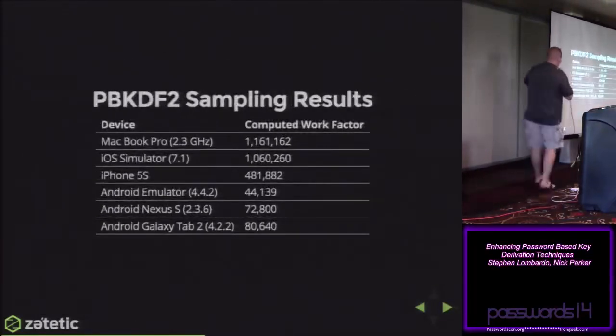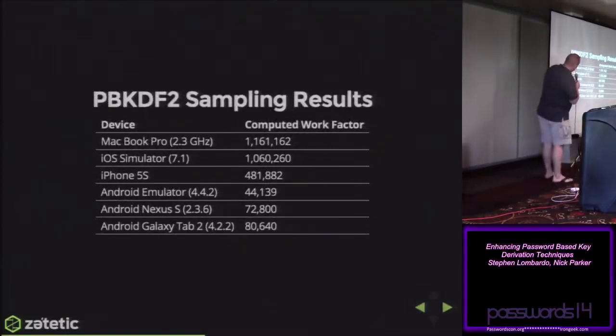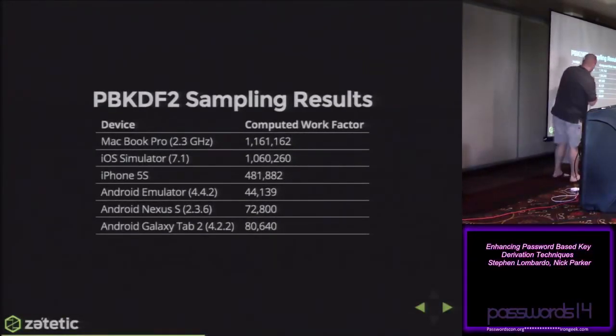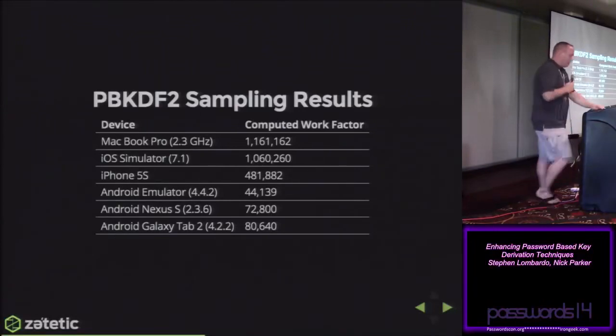Here's a table of various devices where we've sampled across hardware, simulators, emulators, and phones. You can see that while some devices like the Android emulator are somewhat close to what our static values are, across the various devices we're really doing a disservice to users in not taking advantage of the hardware that's available to them by using a static work factor. That's for 1 second.